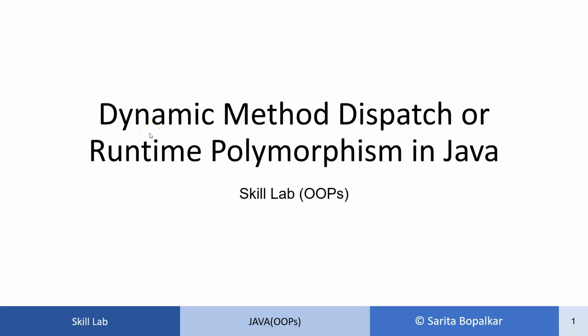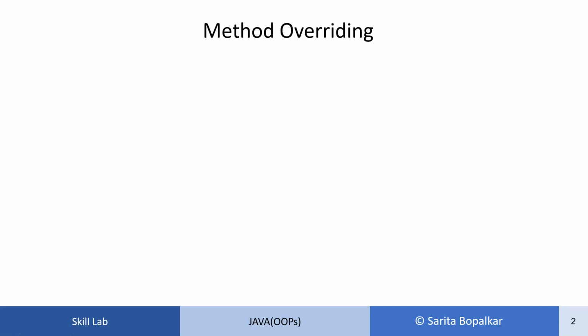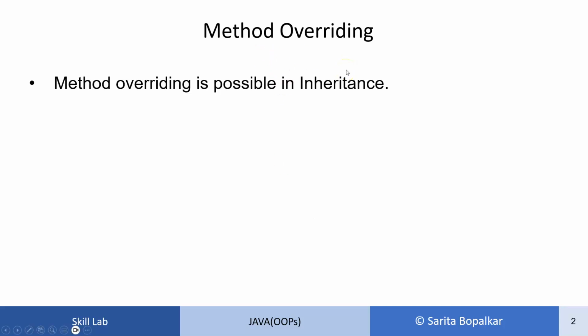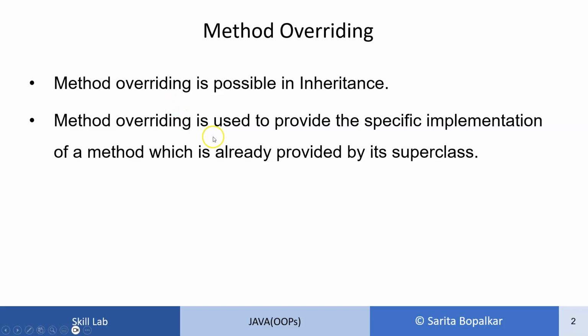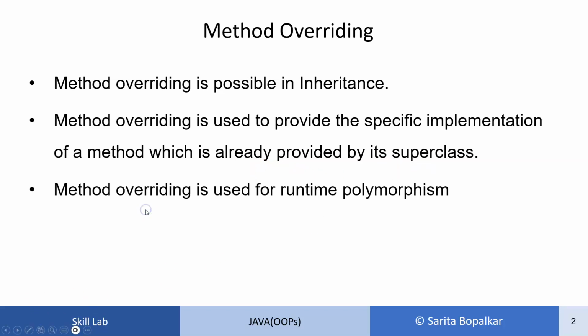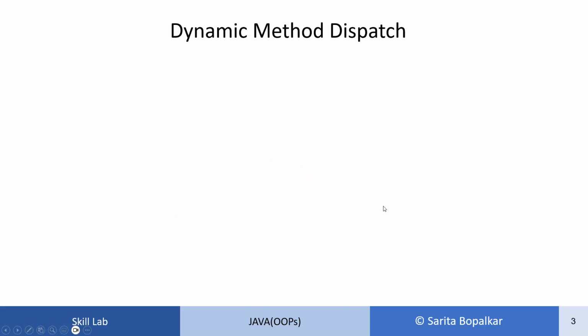Hello, today we are discussing dynamic method dispatch, also called runtime polymorphism in Java. This dynamic method dispatch happens in method overriding. Method overriding is possible in inheritance, and it is used to provide a specific implementation of a method which is already provided by its superclass. In method overriding, we are achieving runtime polymorphism.